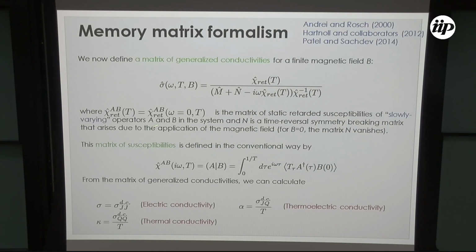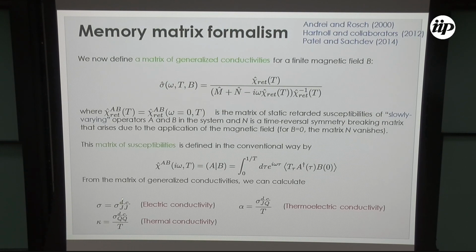Okay. Now, this is a bit technical, so please bear with me here. I will define a matrix of generalized conductivities given by this expression here, where chi is the matrix of static retarded susceptibilities of slowly varying operators in the system, and b is a time reversal symmetry breaking parameter, which is related to the application of a magnetic field. For b equal to 0, this matrix vanishes. And the matrix of susceptibility is defined in the conventional way.